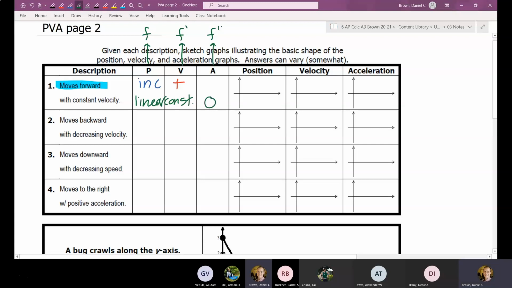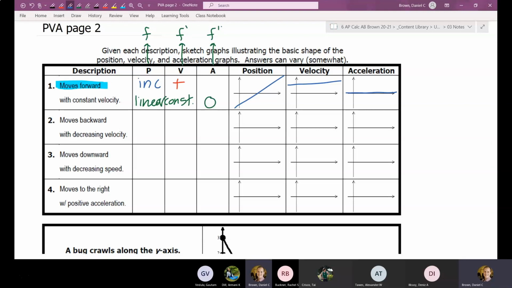So I can just draw some sample graphs of this. Again, there's not just one answer for this. So my position needs to be increasing and linear. So bam, increasing and linear. I don't know the specific y values, but I know it should be increasing and linear. My velocity needs to be positive and constant. And then my acceleration is 0. So those are going to be my position, velocity, acceleration graphs based off of what I see.